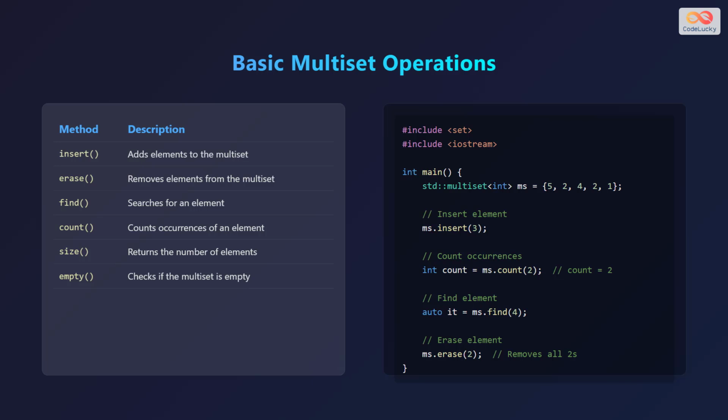First, we include the necessary headers, set and iostream. Next, we create a multiset named ms, initializing it with some values, including duplicates. We then insert the element 3 into the multiset. To count the occurrences of the element 2, we use the count method, which returns 2 in this case. To find the element 4, we use the find method, which returns an iterator pointing to the element. Finally, to erase all occurrences of the element 2, we use the erase method.